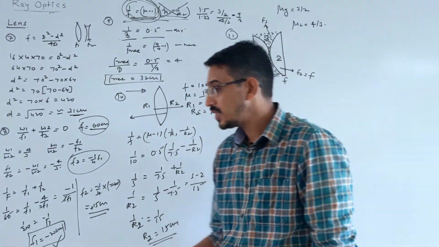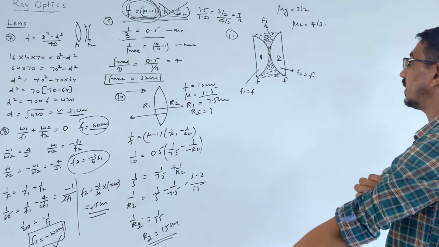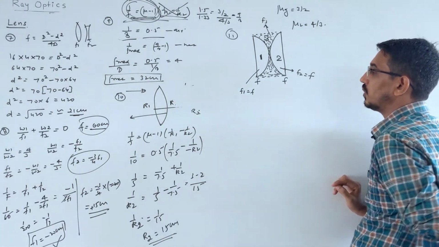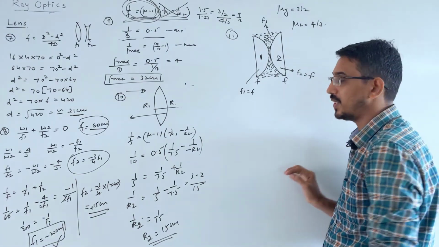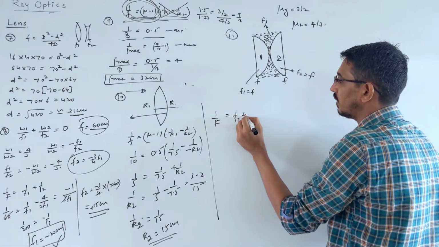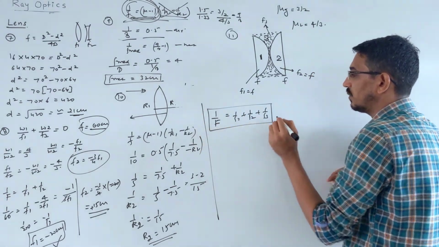Then you see the answer is given in terms of f only, right? So you have to find the net focal length and you have to add. You know the net focal length is simply inverse addition only. This formula we need: 1 by f is equal to 1 by f1 plus 1 by f2 plus 1 by f3. This formula we need to apply, right?